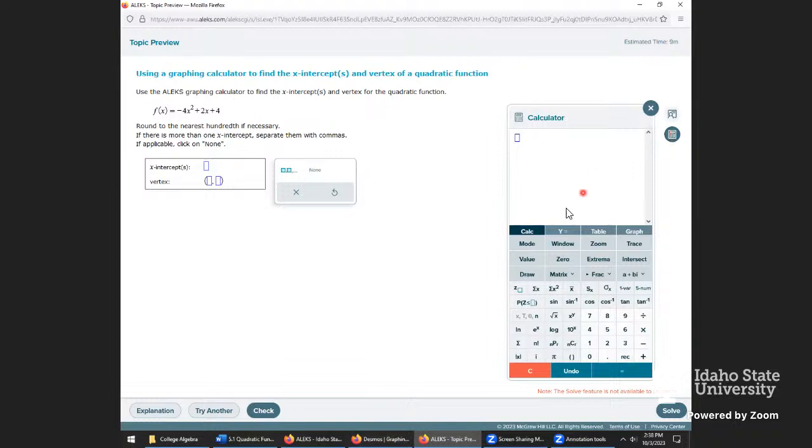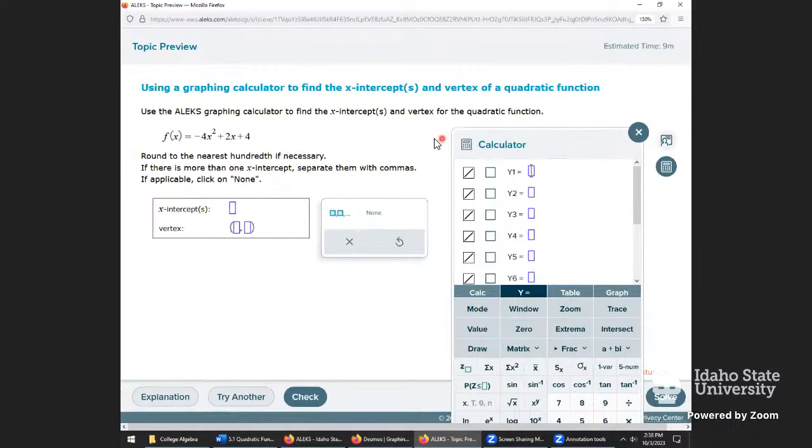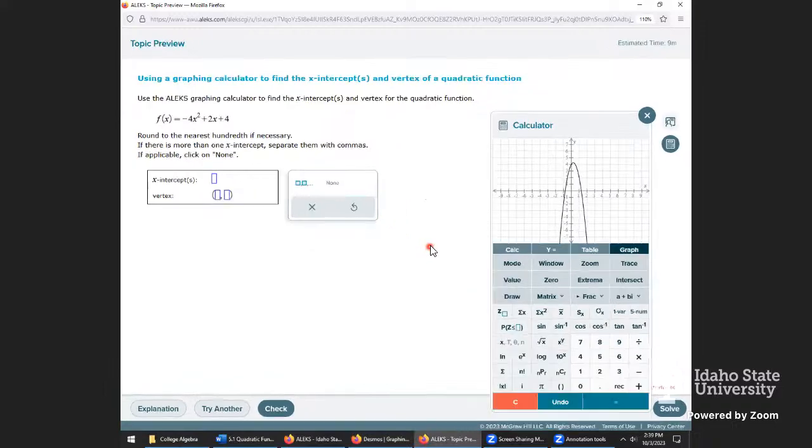Pull up your calculator, hit the y equals button. We're only going to plot one function, so you're just going to go to the very top where the cursor's flashing now. Let me zoom in a bit on this so we can see it a bit better. Type in this thing, your keyboard's a little bit faster, negative 4x squared plus 2x plus 4. Then hit graph. And my mistake was the trace button. That's absolutely not what we want on this.